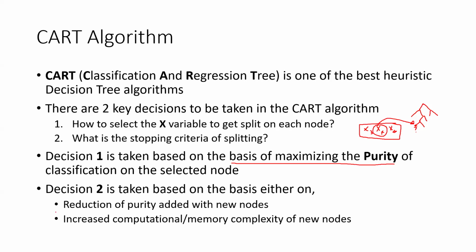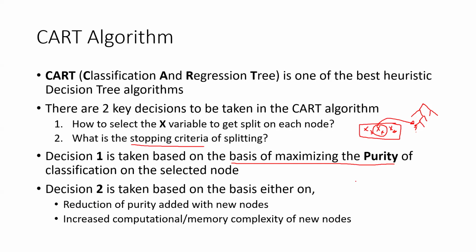The second decision is about when to stop, right? Stopping criteria. So this stopping criteria is taken based on these two conditions, right? So mainly the reduction of impurity added by the new nodes has to be considered, right?